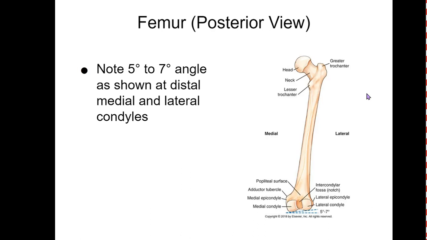The presence of the adductor tubercle on a lateral knee x-ray means you are under-rotated every time. You need to turn the patient more towards the image receptor.